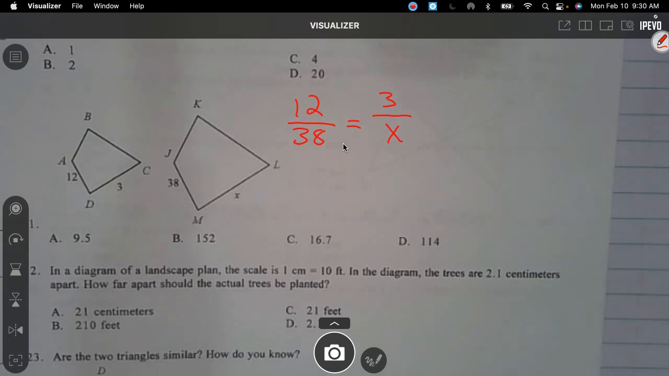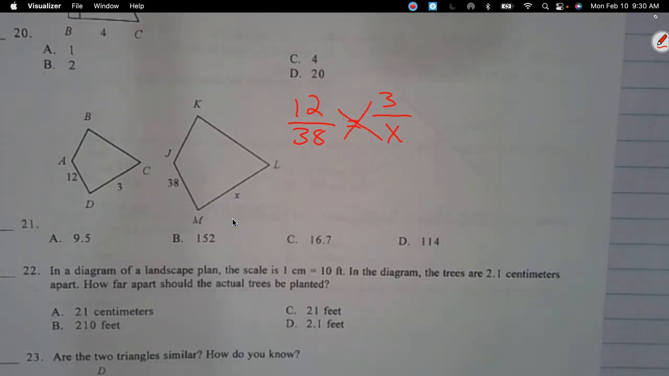So now we cross multiply. So we get 12x equals, what is 38 times 3? 114. Then what do we do? Divide by 12. And x is 9.5. There's our answer.